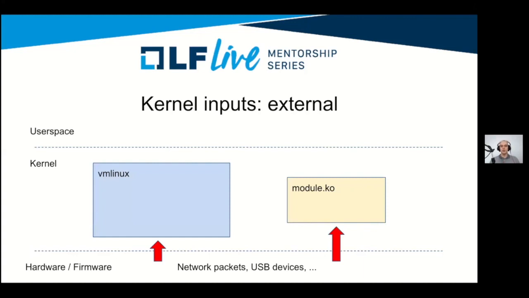But then if you think more about it, we also have some external inputs. Something that I already mentioned is that if the kernel receives a network packet, it's supposed to parse it. If you have a new USB device connected, it's going to send some data to the kernel. And we have a lot of other different external buses. In certain cases, firmware can also interact with the kernel and send some external inputs to it. And this is also a target for our fuzzing.